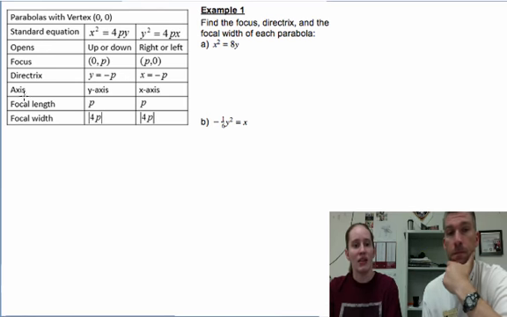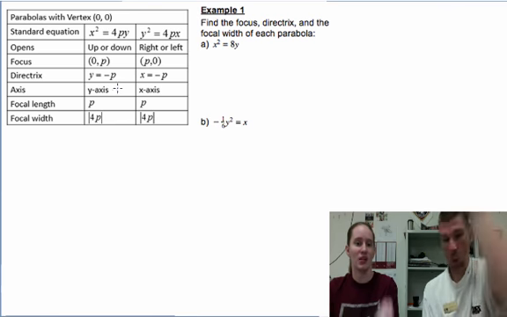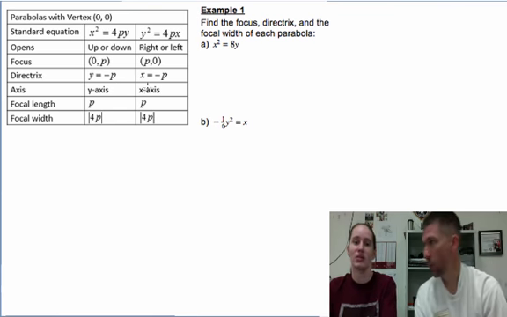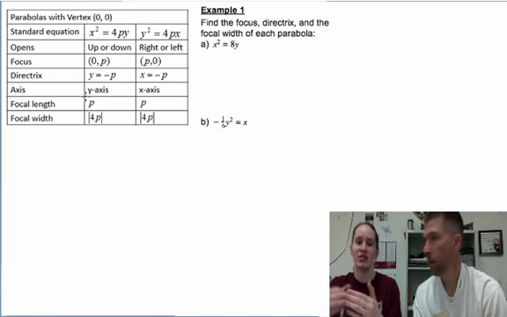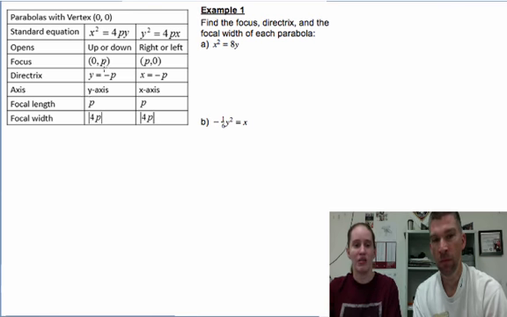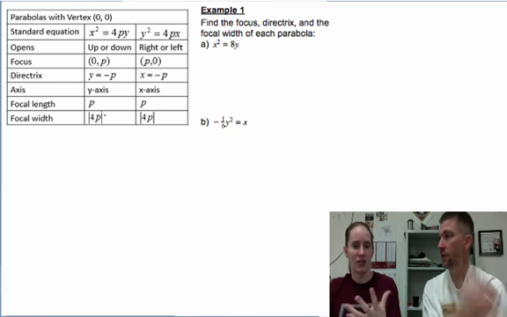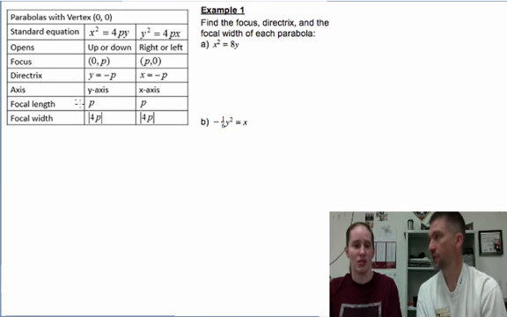And then the axis, if we're at 0, 0, is going to be the y-axis for the first one, the x-axis for the second one, and it'll move whenever we don't have our vertex at 0, 0. So p in all of this is our focal length, and we might later be able to see what that p value is when we're graphing. But that's the distance from the vertex to the focus.